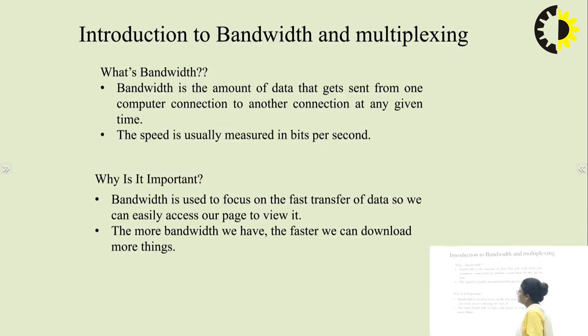To start with, first I'll give a brief introduction to what exactly bandwidth is and what multiplexing is. So bandwidth, basically, if you talk about what exactly bandwidth is, we can say bandwidth is basically the amount of data that is being transmitted from the sender to the receiver, from one end of the computer system to the other end of the computer system.